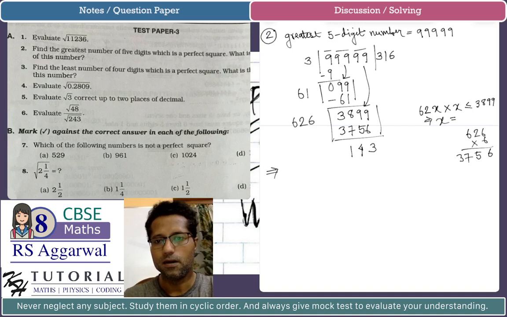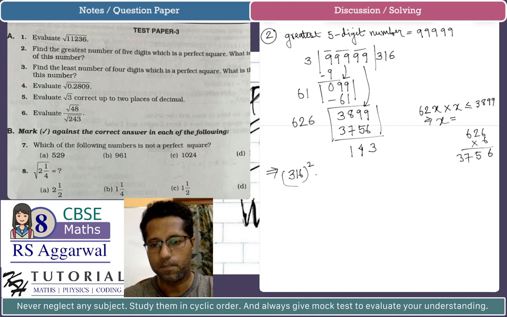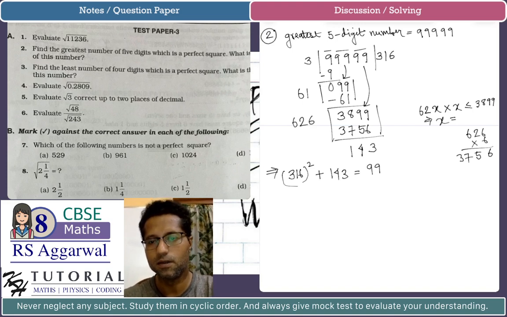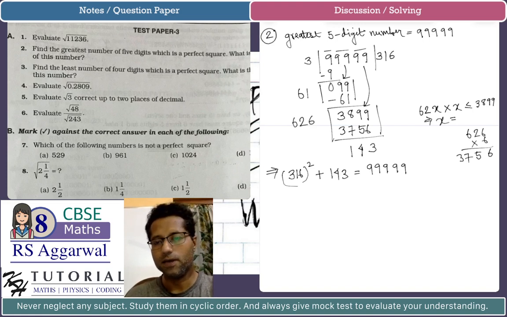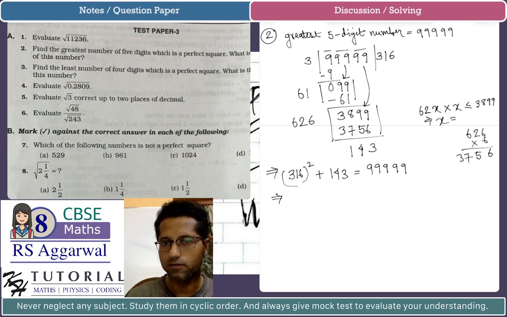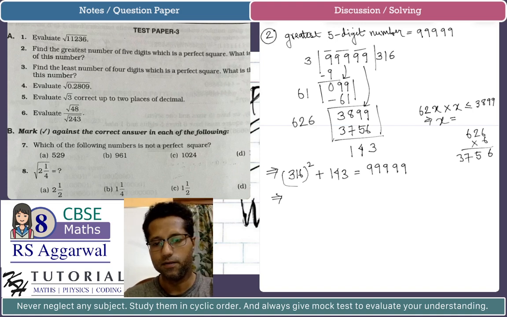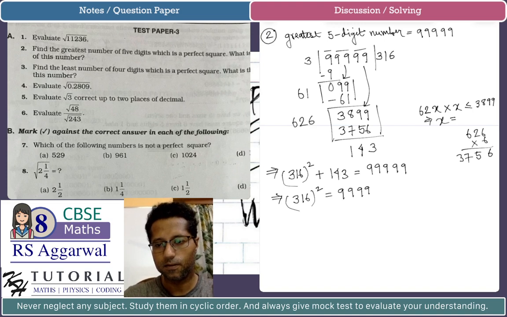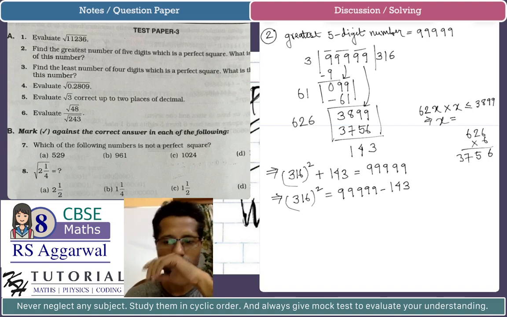This implies that 316 whole square plus 143, that is the remainder, is actually the given number, the greatest 5-digit number. So from here we clearly see that 316 whole square is equal to the greatest 5-digit number minus 143. 143 was the remainder while finding the square root of the greatest 5-digit number.